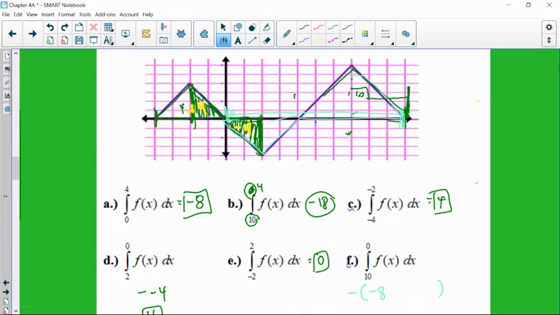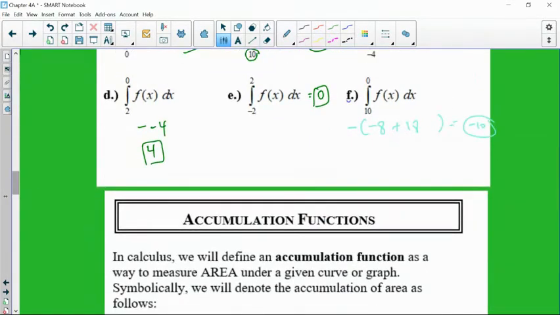This area here, we calculated to be 18. So negative 8 plus 18 is 10, but it becomes a negative 10 because we're going backwards. You could have also treated each of them separately. So this would have been negative 18 because it's going backwards. This would have been a negative 8, so positive 8. And again, you still got negative 10. So watch for those negative values.